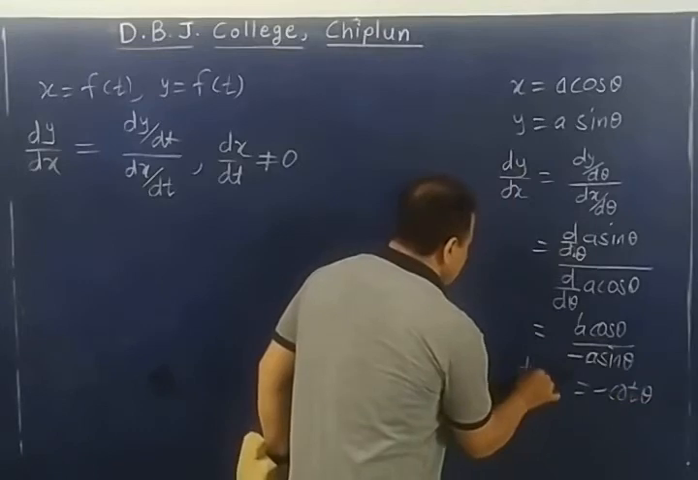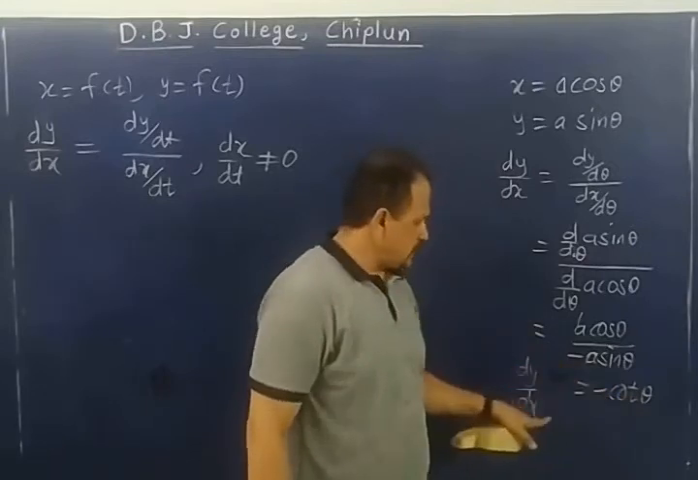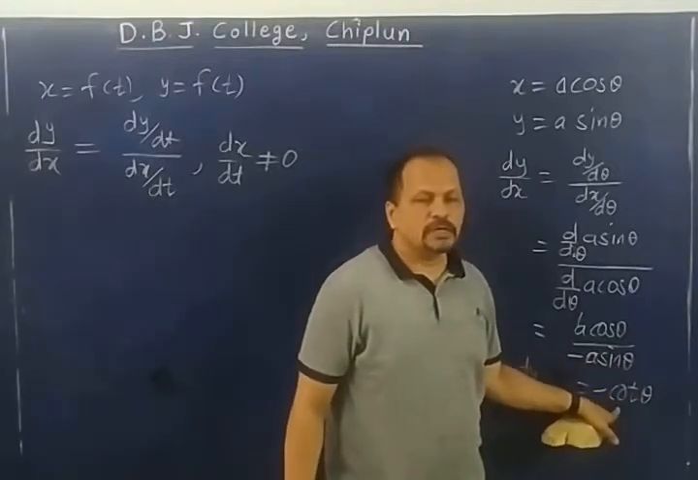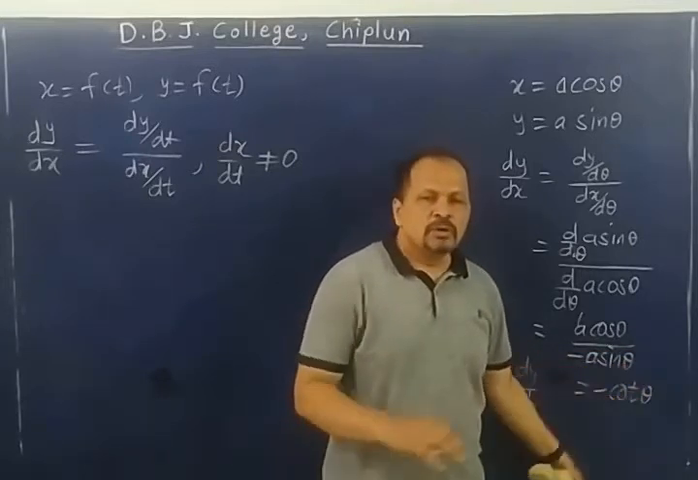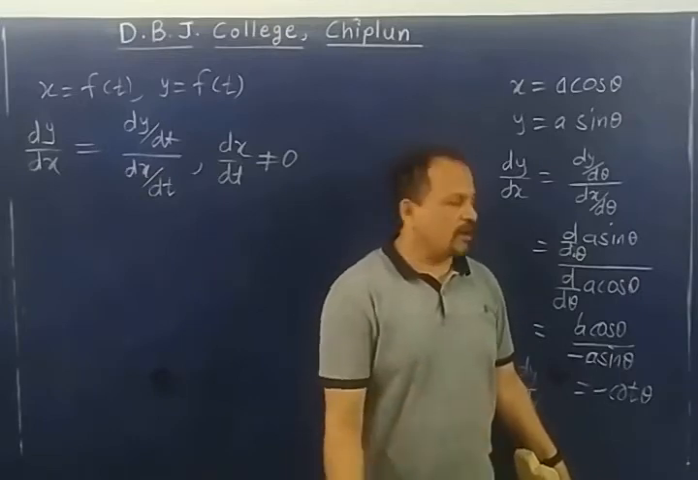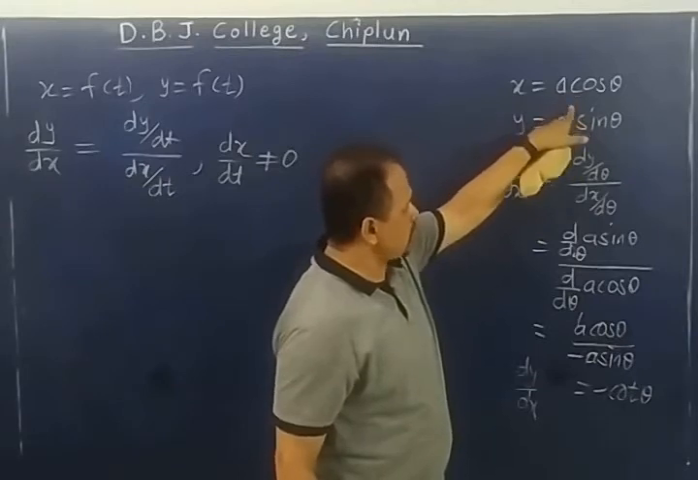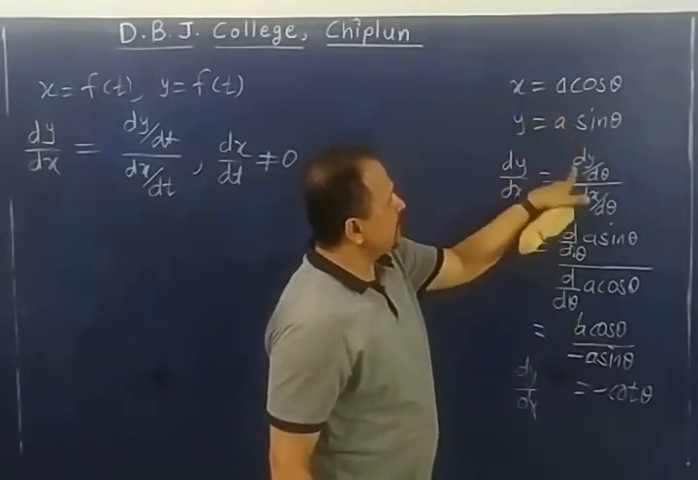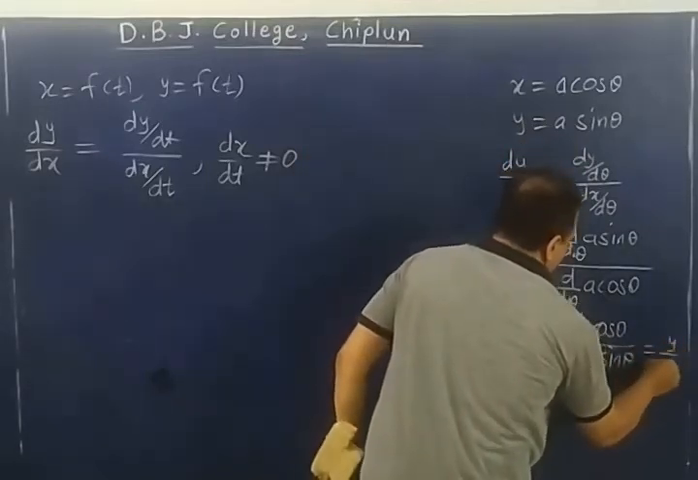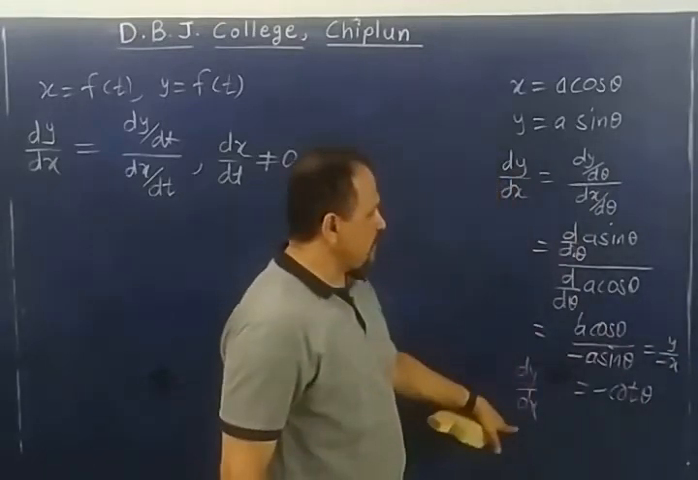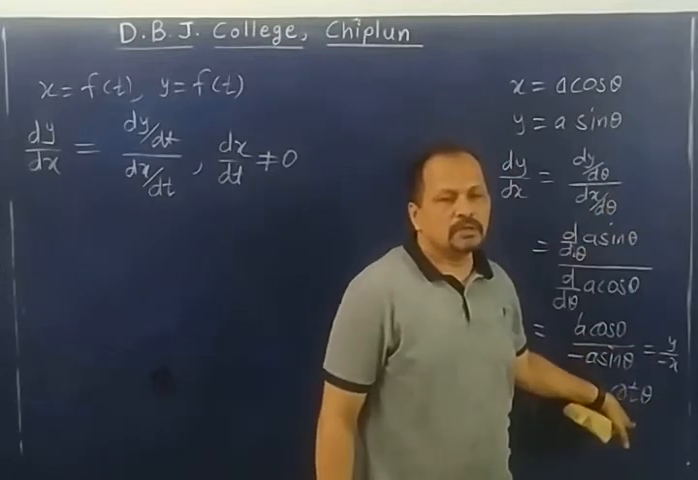So dy by dx in this case exists. It is in terms of theta. dy by dx is equal to minus cot theta. Also, we can take this to the form in x and y. We know that a cos theta is nothing but x and a sin theta is equal to y. So here I can write y upon minus x. So dy by dx is equal to minus y upon x. That can be the answer over here.